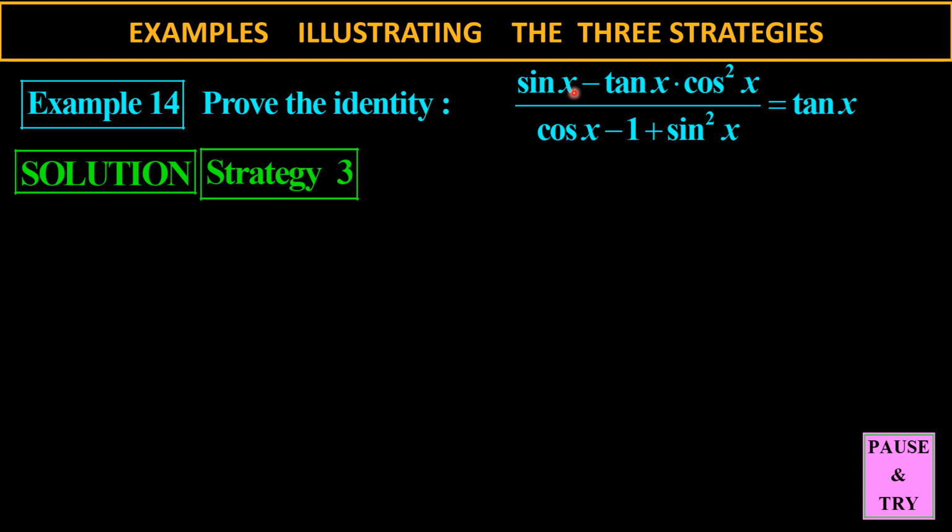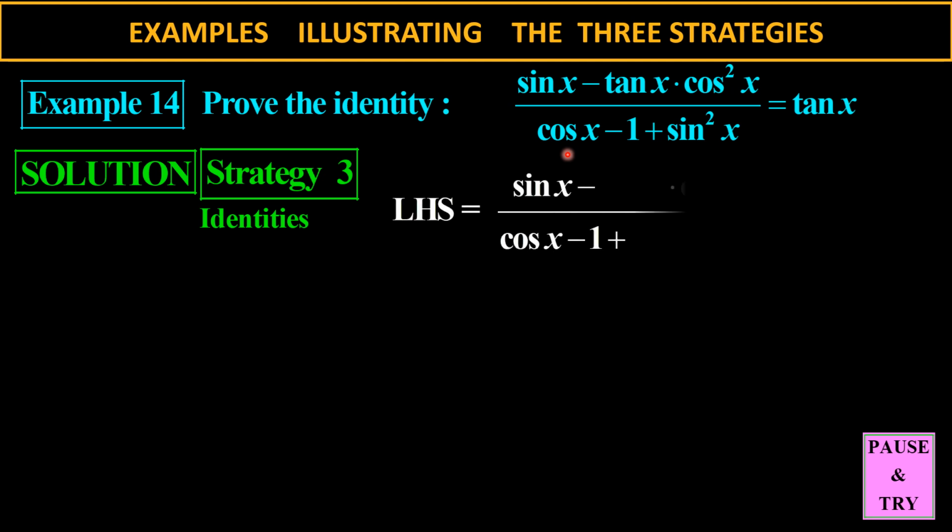Can I factorize? No. There's no common factors in the numerator. So I'll have to use an identity here. So simplification didn't work, factorization doesn't work here. So if I look at that, where do you see the identity? It's quite obvious that it is going to be the tangent that we're going to change there.